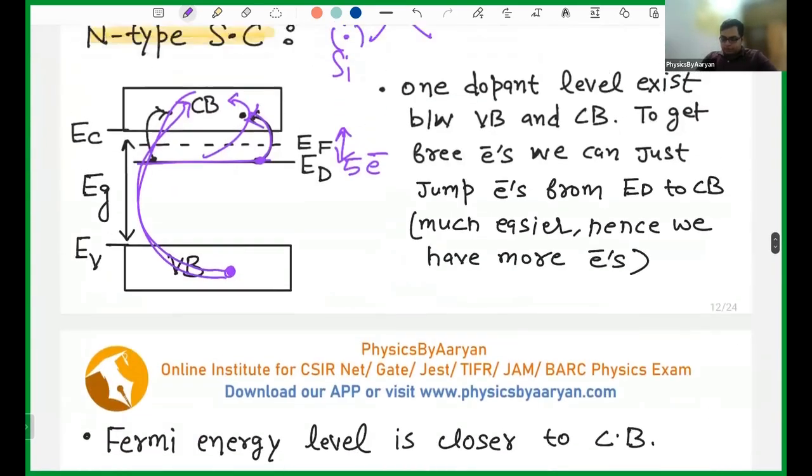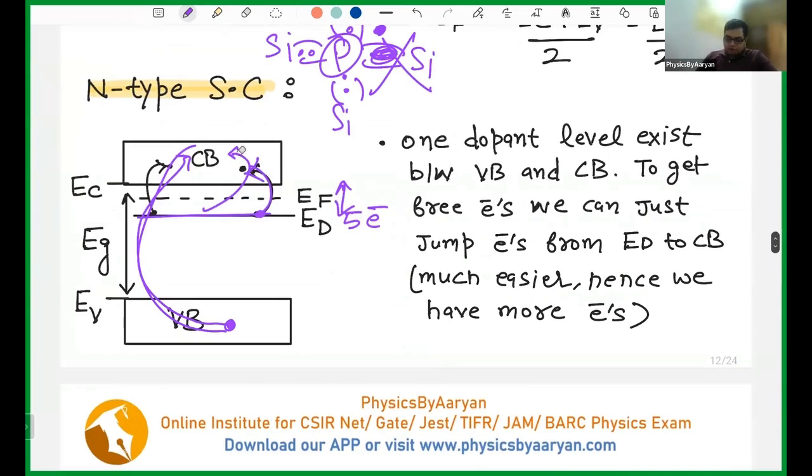Then comes the Fermi energy level. You can clearly see where your Fermi level is. In an N-type semiconductor, your Fermi level is very, very close to the conduction band. It is between the dopant energy level and the conduction band. So the Fermi level in N-type semiconductors is very close to the conduction band.